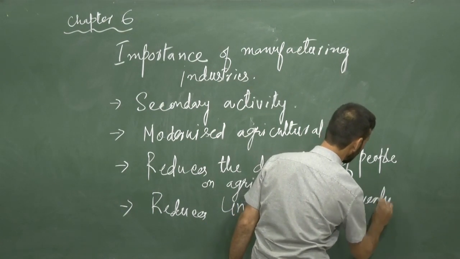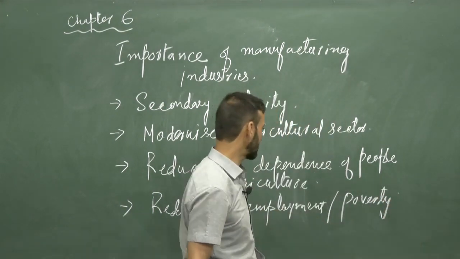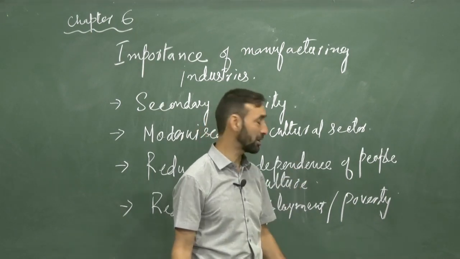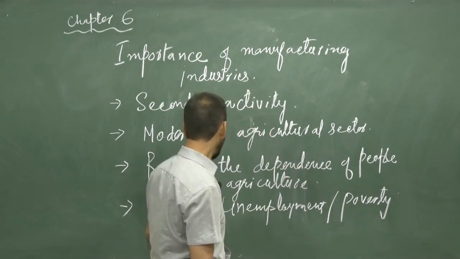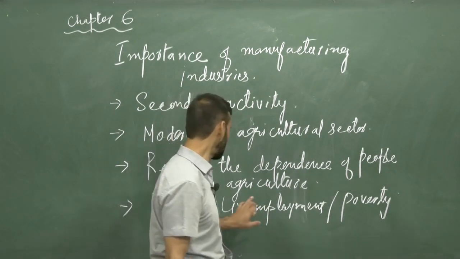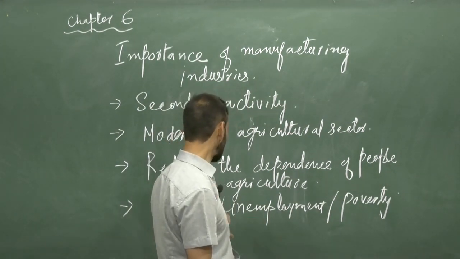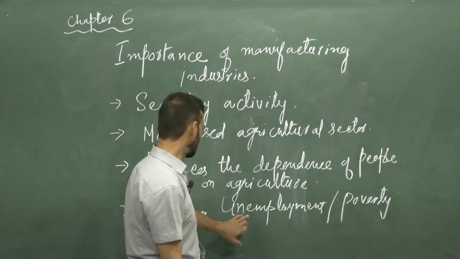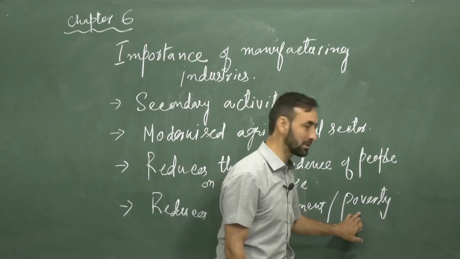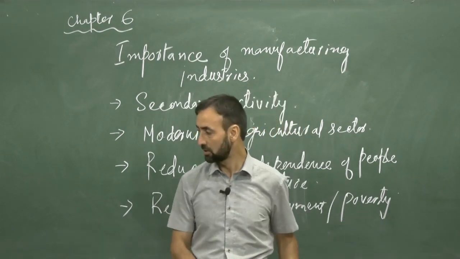As I already told you, people in ancient times were mostly working in the agricultural sector. The wages were very low. When industries were established, they had job opportunities in the industrial sector. Now unemployment is eradicated and poverty is also reduced.